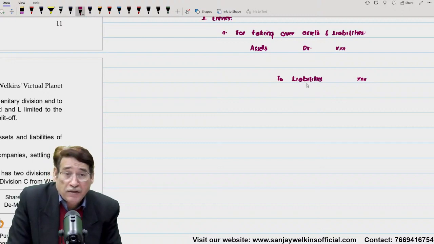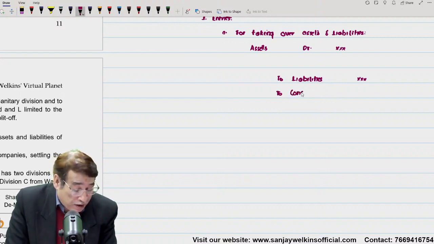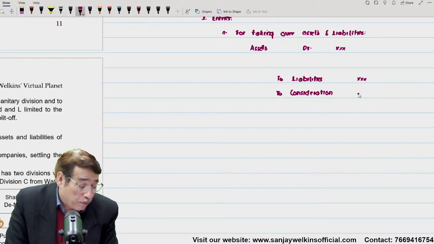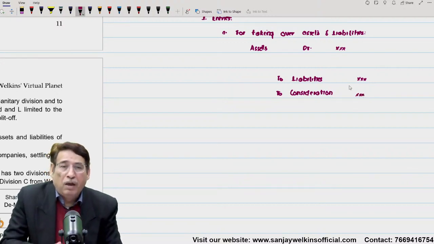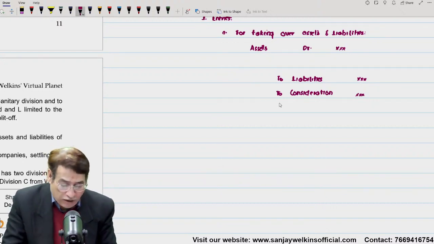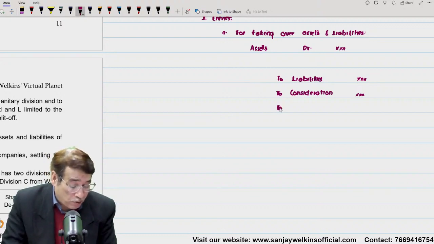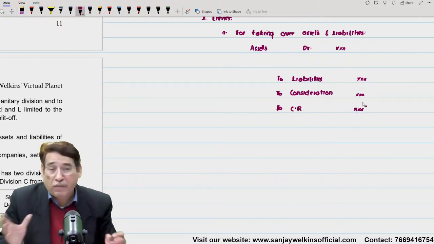Obviously, for taking over these assets and liability, you are under an agreement to pay some consideration. So you will write here to consideration payable account or simply consideration account. Because you are supposed to pay consideration, it is a liability for you. Now, from the perspective of the new company, pay attention to what I am saying. First of all, if there is any profit, you are going to write here to capital reserve.